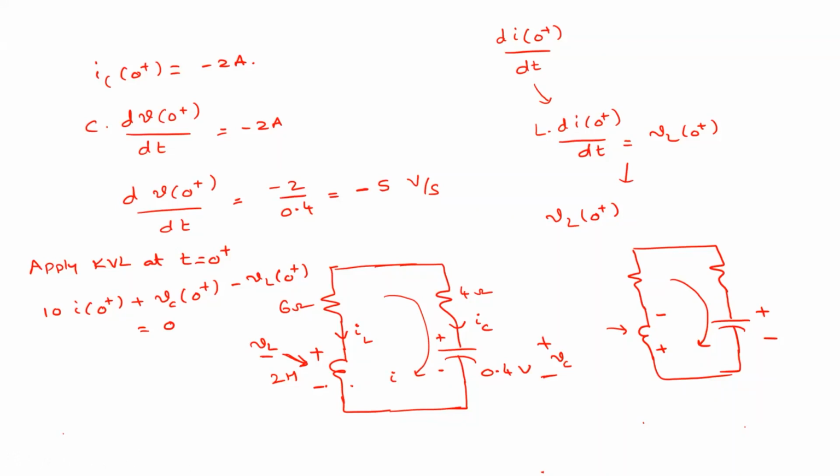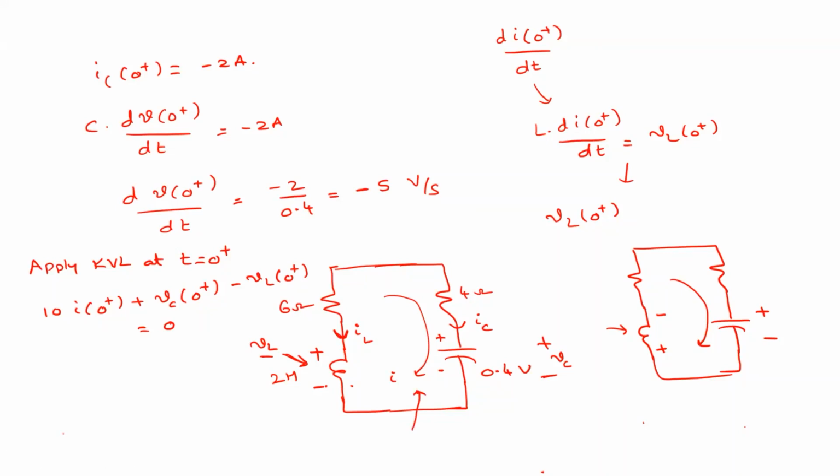Minus VL of 0. So what is I of 0 plus? What is the inductor current IL at 0 plus? What is this 0 current? So 20, so 10 into 2, 2 amperes. Exactly 2 amperes or minus 2 amperes. So this is 2 amperes, IL, right? Yes.